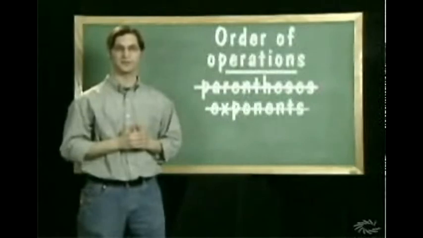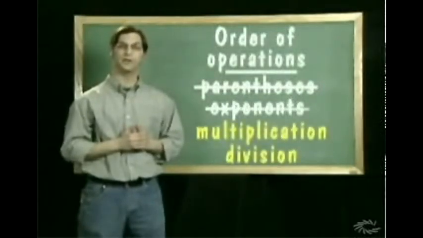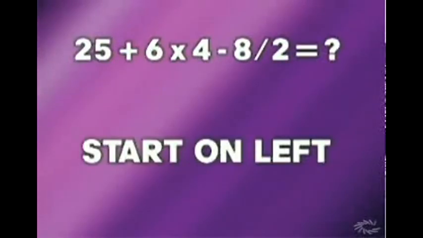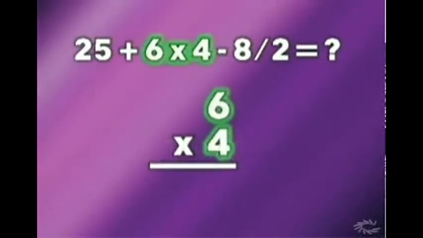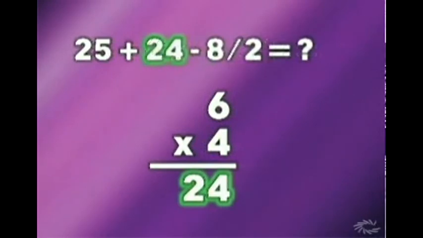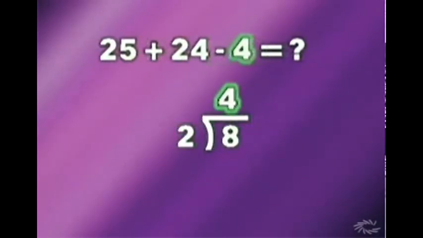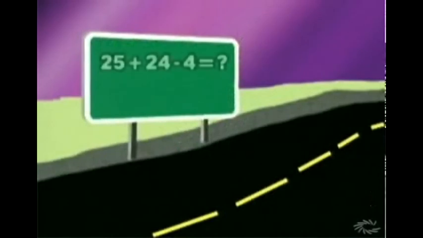There are no more exponents. Multiplication and division are the next step in the order of operations. Starting on the left, the first multiplication problem we find is 6 times 4, or 24. 24 replaces 6 times 4. We continue moving to the right and find a division problem, 8 divided by 2. The answer to this is 4, and 4 replaces 8 divided by 2. So the problem now reads 25 plus 24 minus 4.